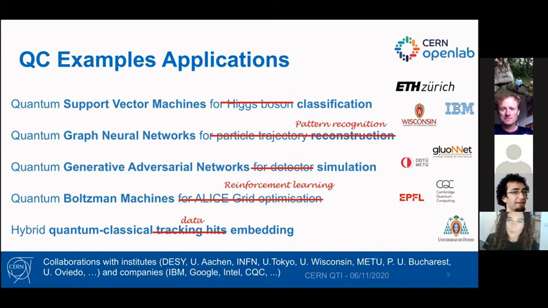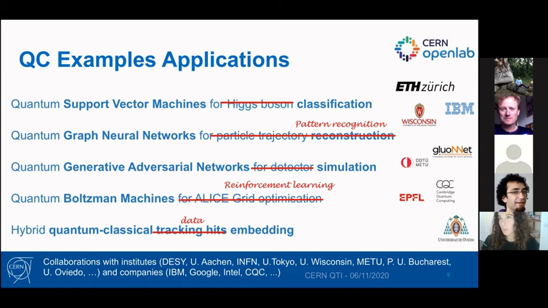So there has been quite a bit of interest in quantum support vector machines. We have a few research lines in this direction because those work very well as classification tools. Quantum graph neural networks have been studied for pattern recognition, and in particular the reconstruction of particle trajectories in our detectors.